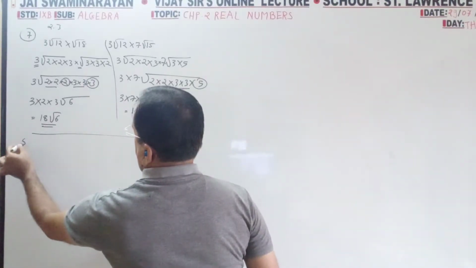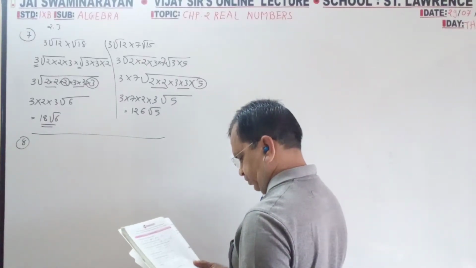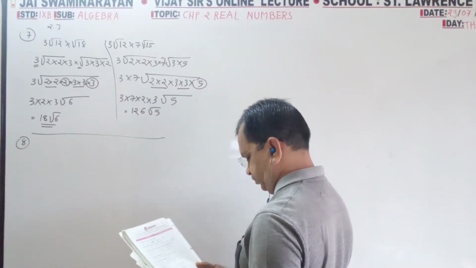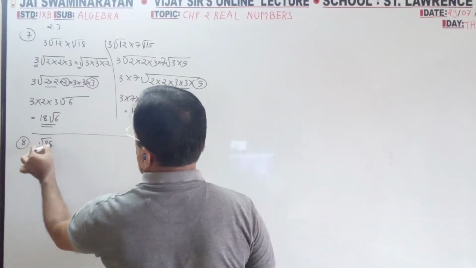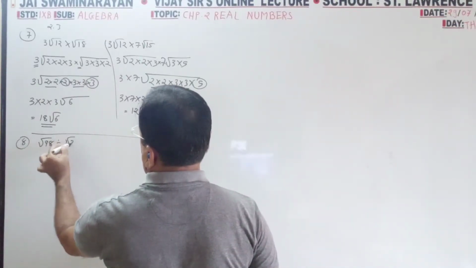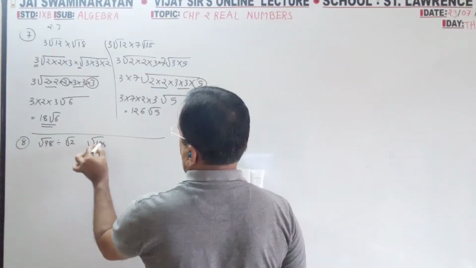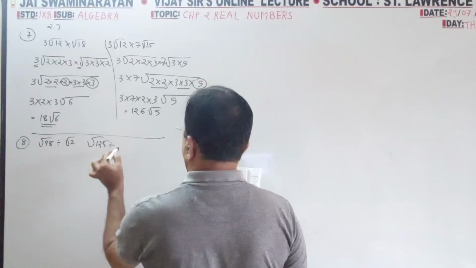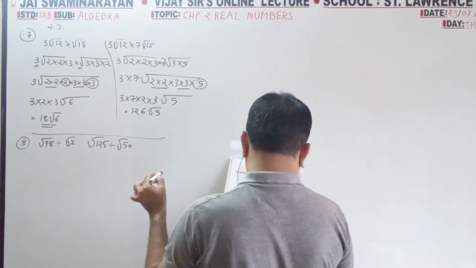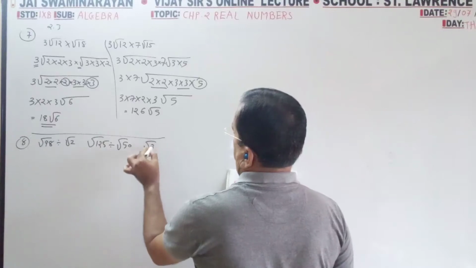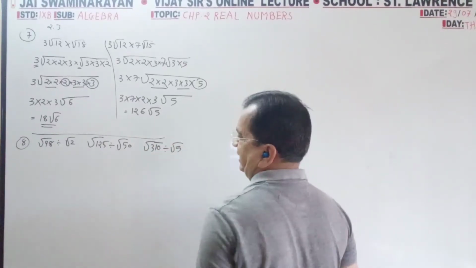Now 8th. Root 98 divided by root 2. Root 125 divided by root 50. And root 310 divided by root 5.